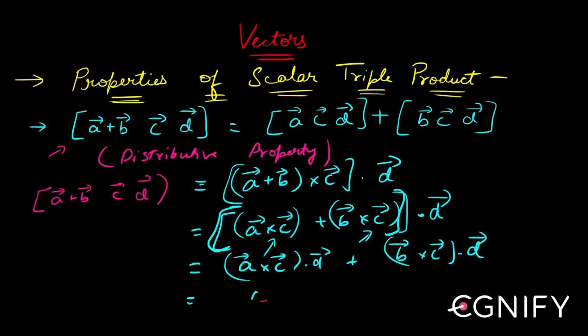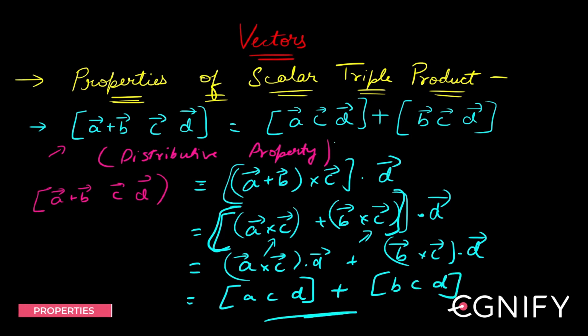So A cross C dot D can be written as box ACD, right? B cross C dot D can be written as box BCD, and this is what you had to prove. So this is the distributive property for your scalar triple product.